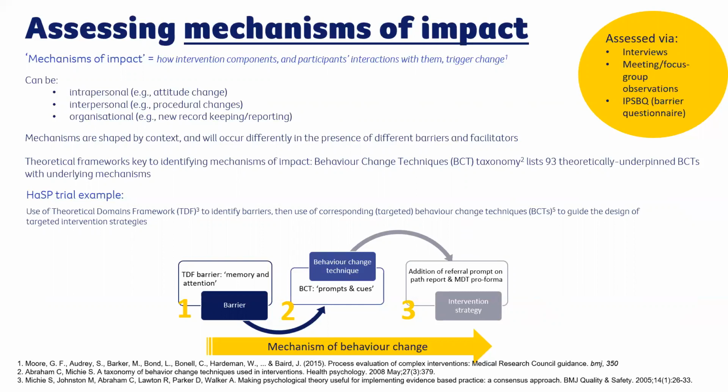This is hypothetical because we're not quite up to that stage of the trial just yet. But a hypothetical example, which I've shown in this diagram, might be the TDF barrier, memory and attention. For example, surgeons simply forgetting to refer their patients. The BCT you might then use to address that barrier might be something like prompts and cues. And then your resulting intervention strategy might be the addition of referral prompts on pathology reports or the use of proformas.